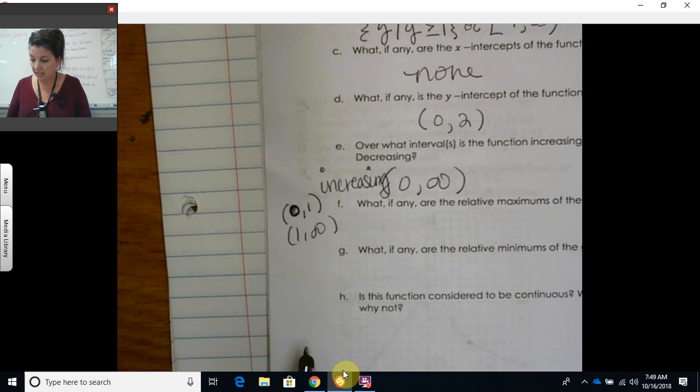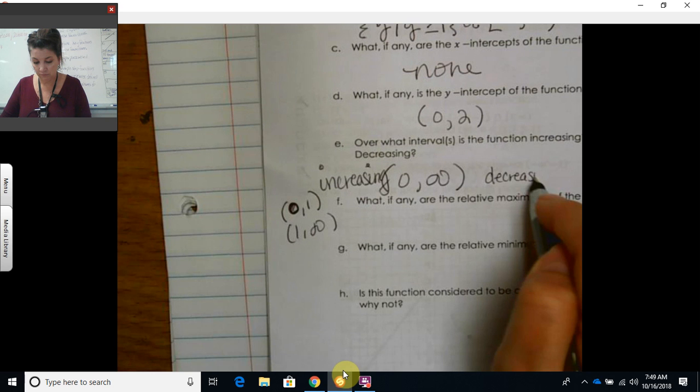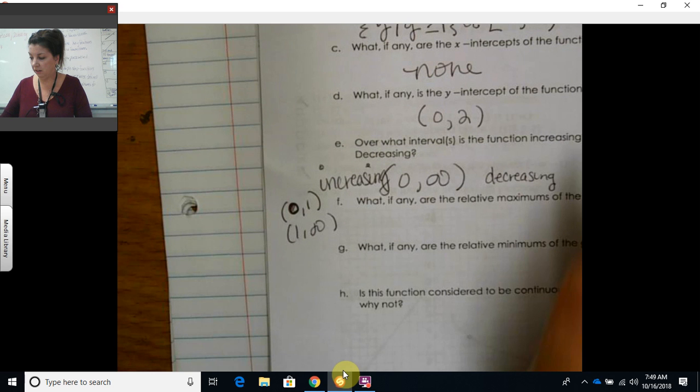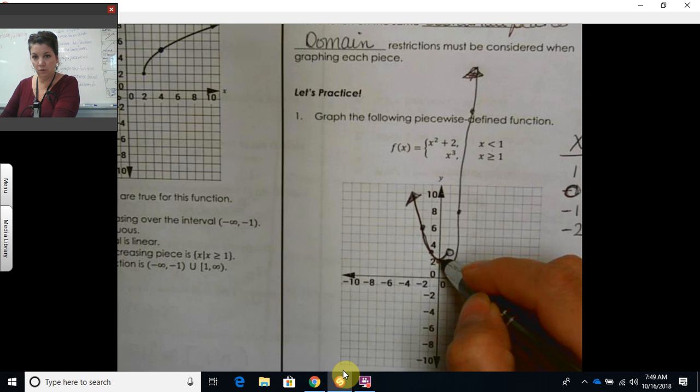And then it was decreasing from where? Negative infinity to 0, it was decreasing. Very good. Negative infinity to 0.